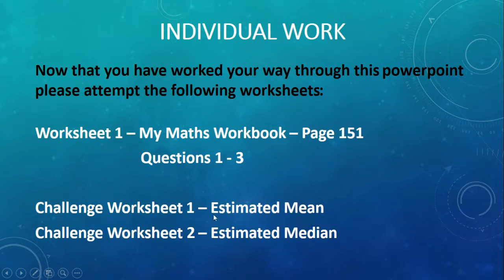When you've done that, I'd really like everybody to have a go at the challenge worksheet 1, which is the estimated mean. That's a Corbett Maths worksheet. And then anybody that's feeling very brave and very confident at this work, I'd like you to have a go at challenge worksheet 2. That's finding the median. Okay, so everybody should be doing worksheet 1. I'd like most people to do challenge worksheet 1, and there might be a few of you that will do challenge worksheet 2.